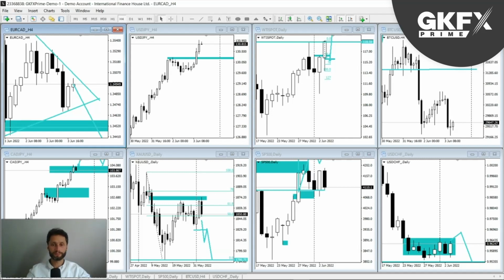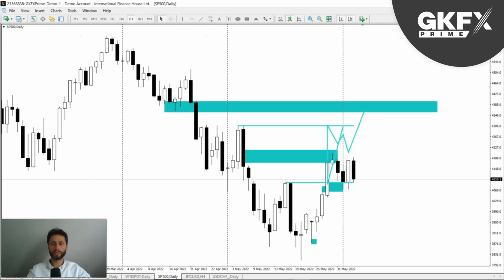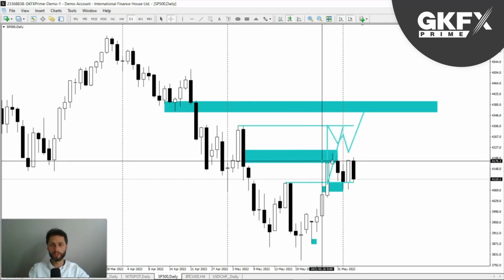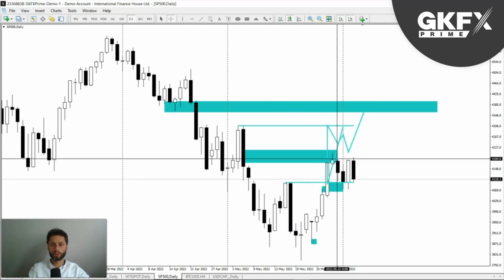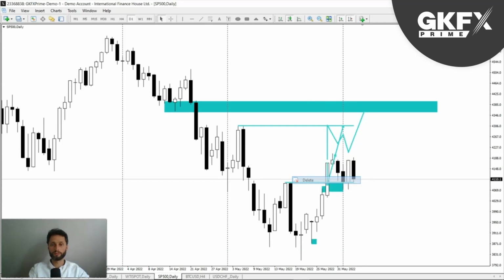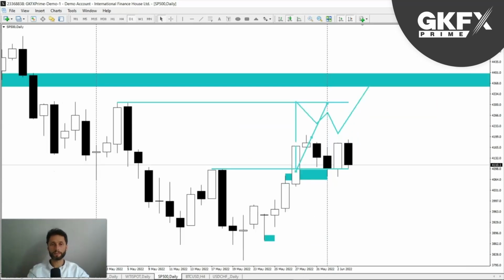Right, move to indices. Let's go to S&P. Now, S&P, I just left the drawings here for the markings from last week. And what I was looking at last week is, as you can see here, I was looking for this level to be reached and a possible retracement to see what the market would do in this zone. As you can see, the market rejected this zone and started to range. So let me remove this zone box right here.